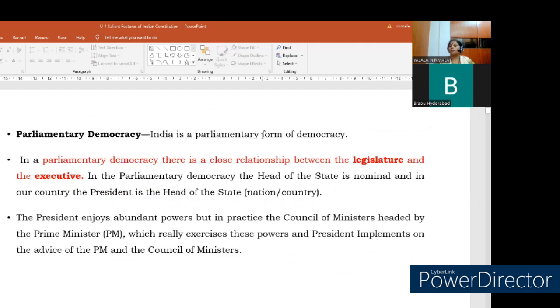India is a parliamentary form of democracy. In a parliamentary form of democracy, there is a close relationship between the legislature and executive. The president here enjoys more abundant powers, but in practice, it is the Council of Ministers, headed by the Prime Minister, which really exercises these powers, and the President acts on the advice of the Prime Minister and the Council of Ministers.